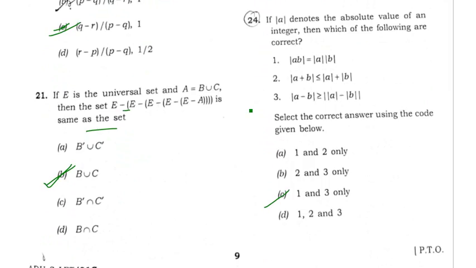If mod A denotes the absolute value of an integer, then which of the following are correct? So you got option A will be correct: mod AB equal to mod A mod B, and mod A minus B is more than or equal to mod A minus mod B. Okay, so these things are true. The second one is not true because mod A plus B should be more than... Okay.